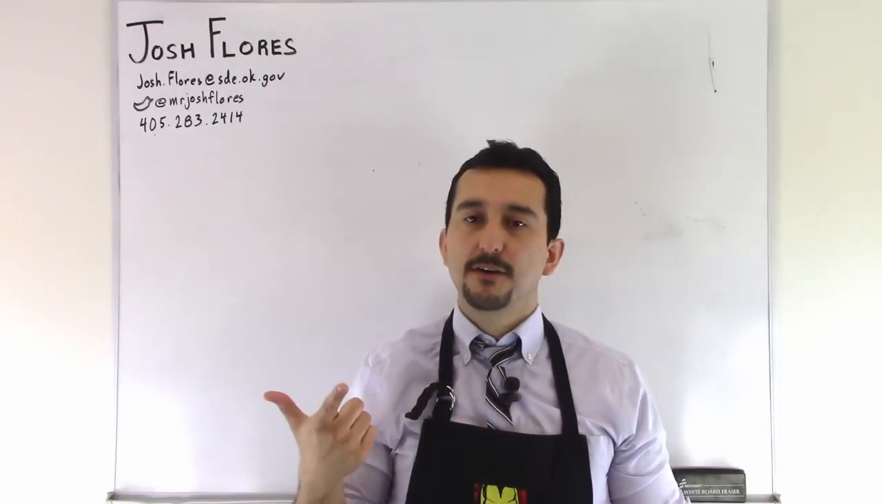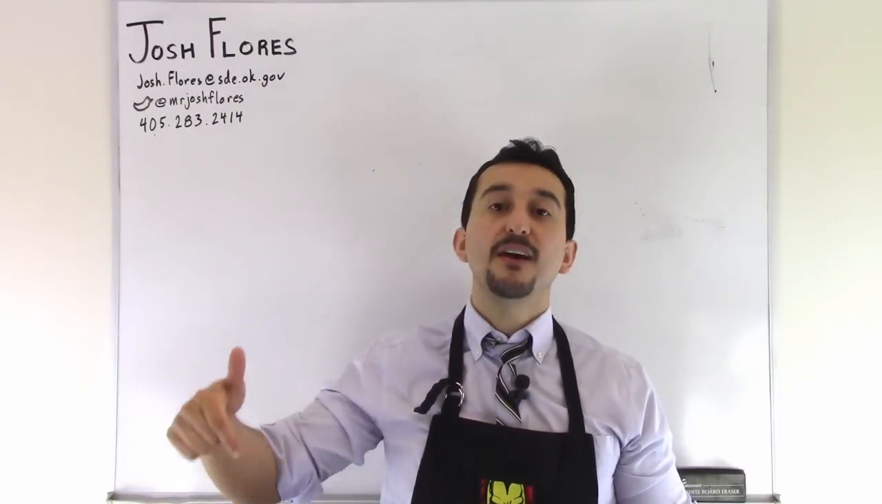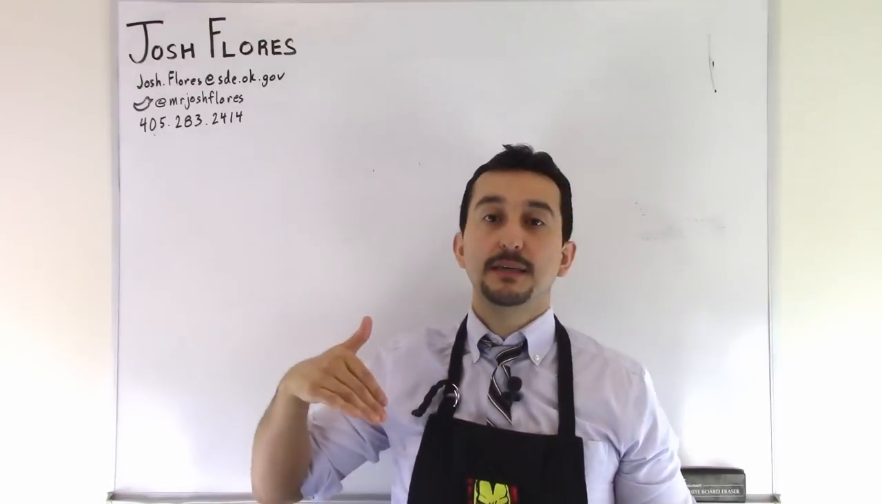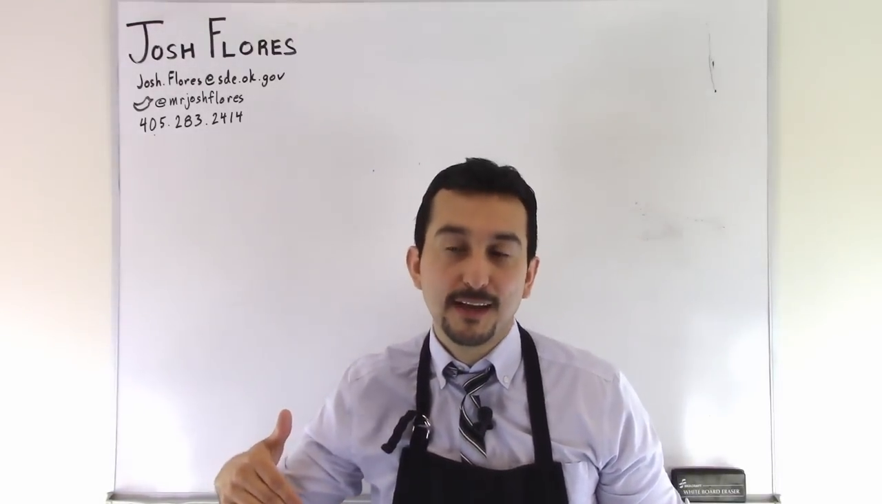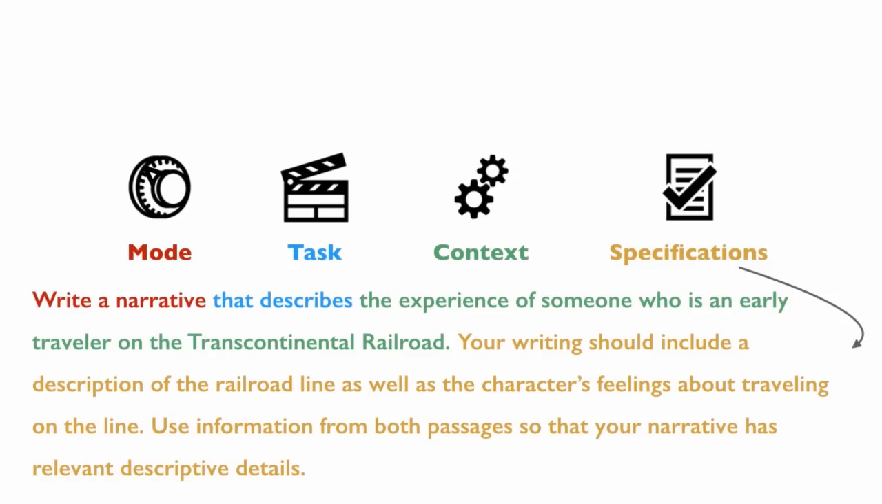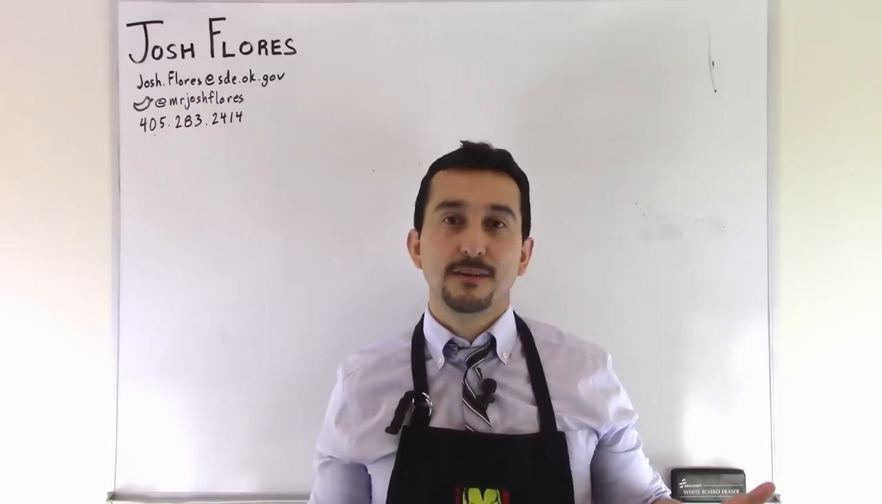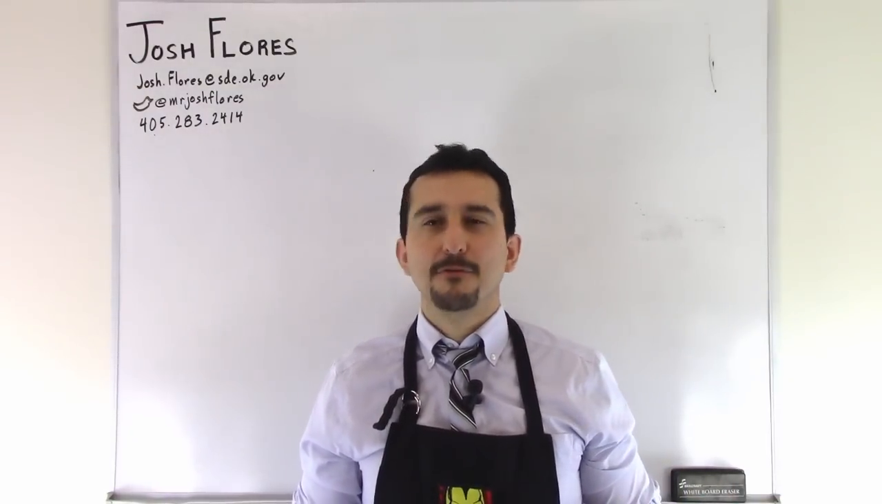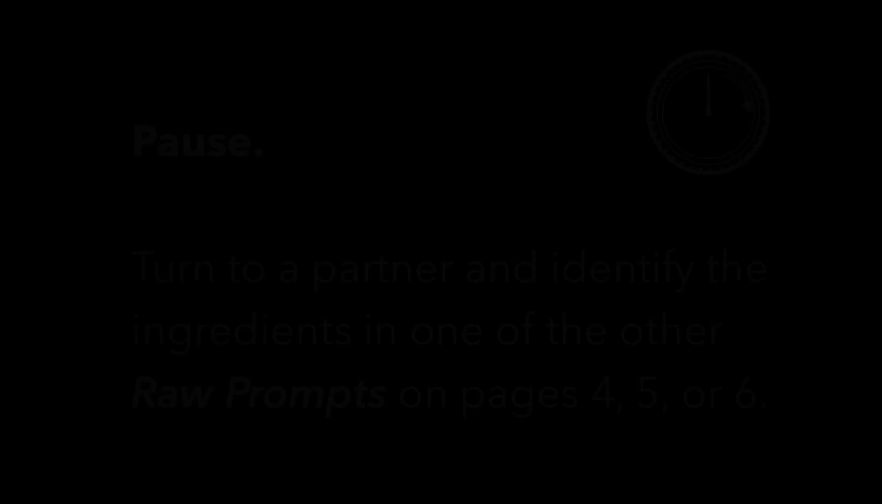First off, we need a character, and they have to be on the railroad. They can't just be someone seeing the railroad go by. They need to be on that railroad, and they have some feelings about that, right? And then, of course, use information from both passages. And if we're not familiar with the Transcontinental Railroad, you might have students that have never been on a railroad, so this is their opportunity to at least do some research about it. And we'll talk more about recipes for reading later on.